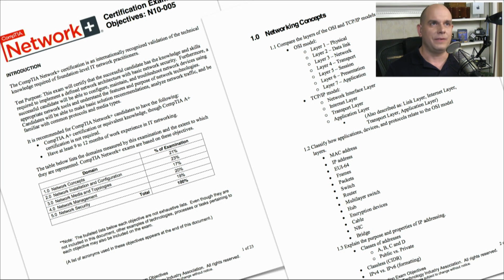Go to professormesser.com/objectives or simply type into Google CompTIA Network Plus exam objectives. It will take you to this and you will be able to see the objective list. It is enormous and it tells you everything.